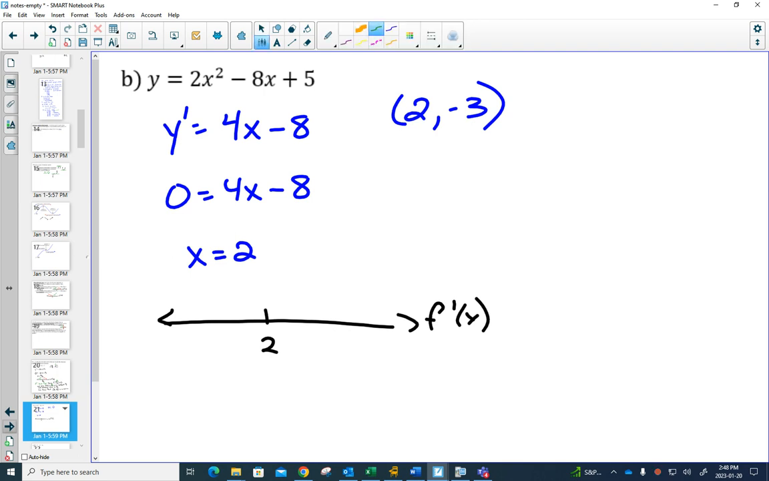Cheat a little bit because you know, oh, no one will ever figure out that you just used the fact that you knew what a parabola did to begin with. But you showed your work. But yes, you could plug in 0 into your derivative, get -8, that part is decreasing. You could plug in 5 into your derivative, get a positive number, that section is increasing.